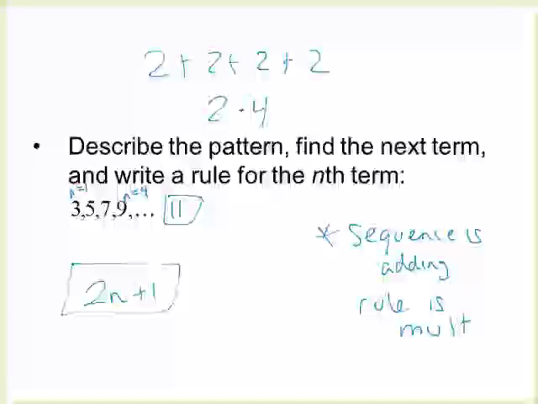So when you are adding the same thing every time, your rule is going to be a multiplication, but you might need to add or subtract something to adjust the starting point so that they match what the terms are. Questions? Coming up with rules is definitely something that takes some practice to get comfortable with.